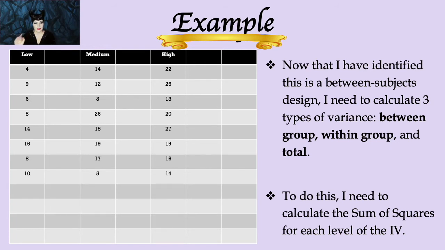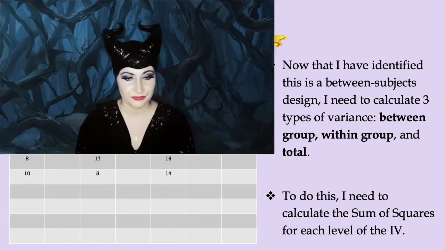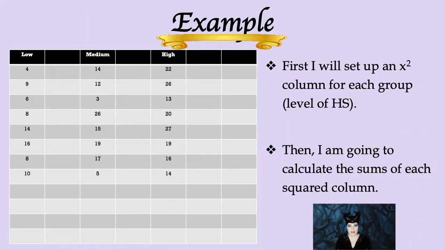Great. Now that I've identified this is a between subjects design, I know that I need to calculate 3 types of variance: between group, within group, and total. To do this, I need to calculate the sum of squares for each level of my independent variable. So first I'm going to set up an x squared column for each group. I'm going to have low hypnotic susceptibility, and right beside it I'm going to say low squared.